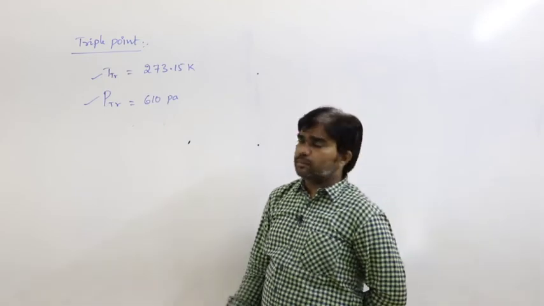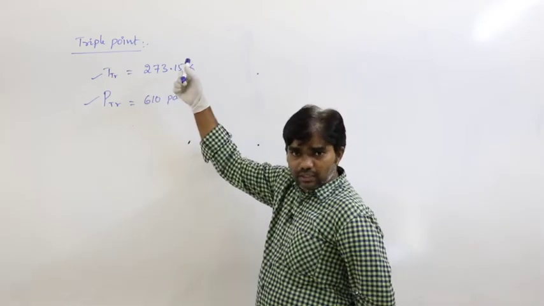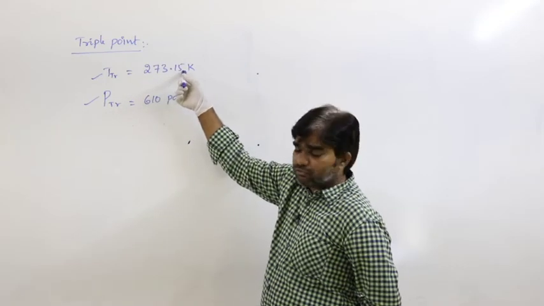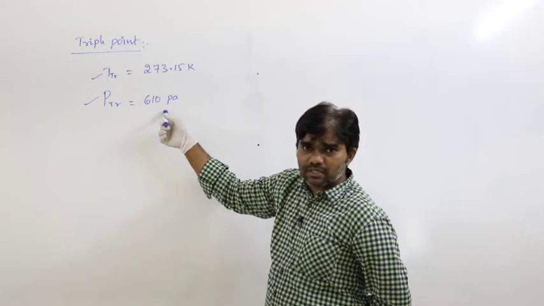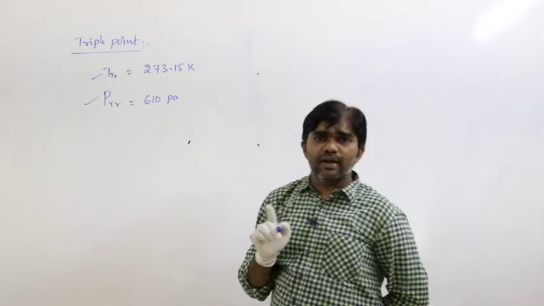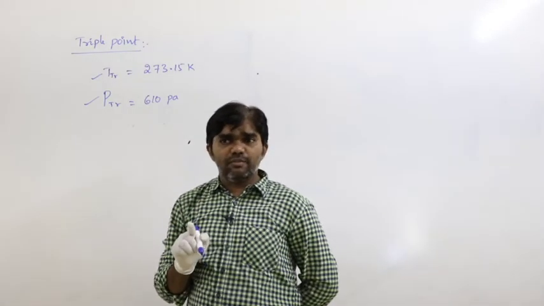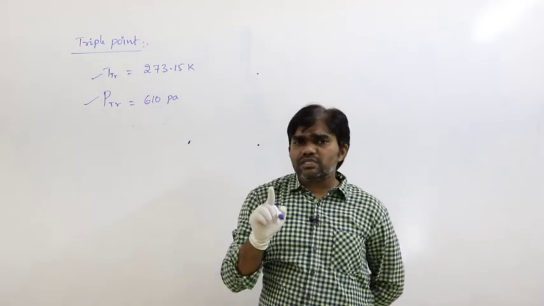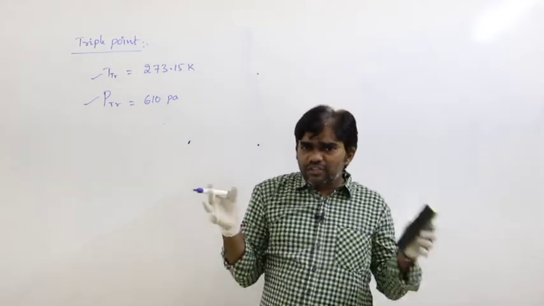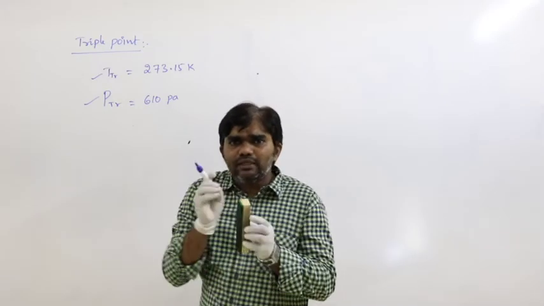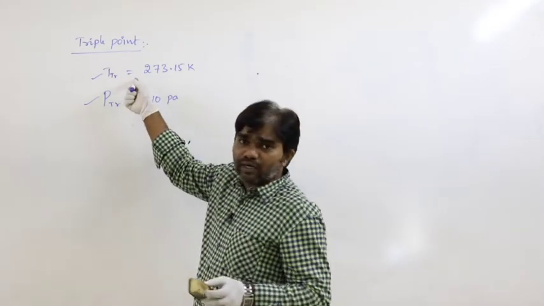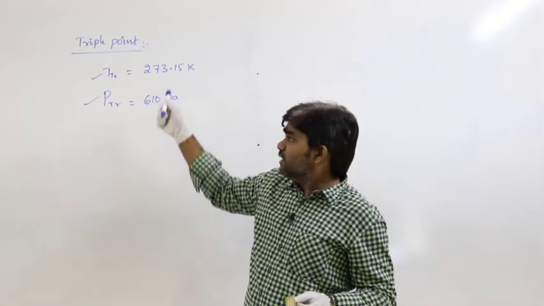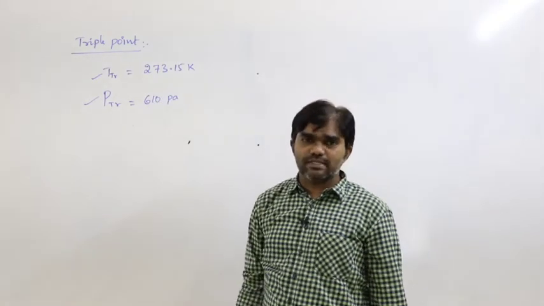So the temperature of the triple point of water is 273.15 Kelvin, and at a pressure of 610 pascals, the three states of matter, that means solid state, liquid state and gaseous state, can coexist at one point. All three states can coexist at one point. That is called the triple point. Temperature is 273.15 Kelvin and the pressure is 610 pascals.